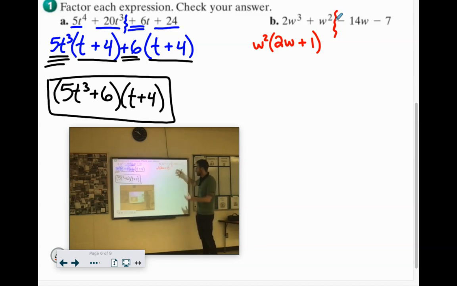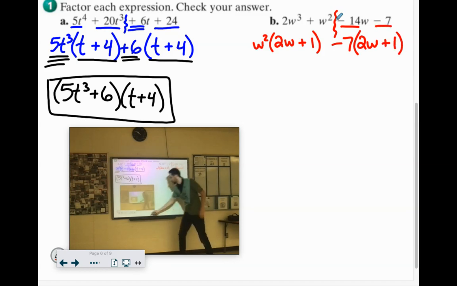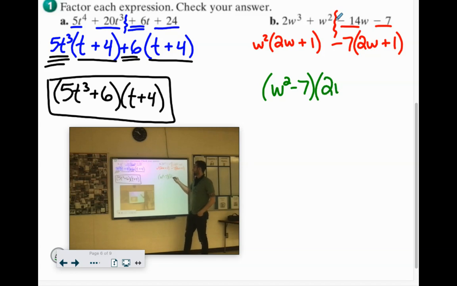Now you could write the 2w plus 1 over here if you want right away. That works. Or if you look, I see the first term is negative, so I automatically have to take out a negative. 14w and 7 have 7 in common. Negative 7 times 2w gives you negative 14w. Negative 7 times 1 gives you negative 7. So we're ready to write our final answer. W squared minus 7 and 2w plus 1. All done.